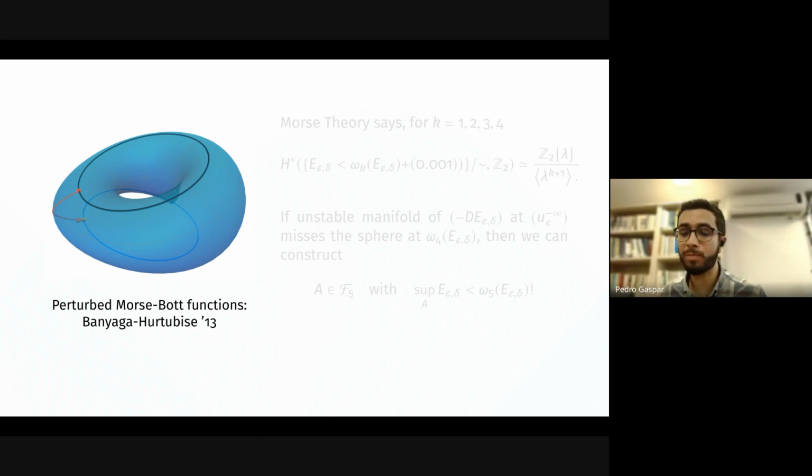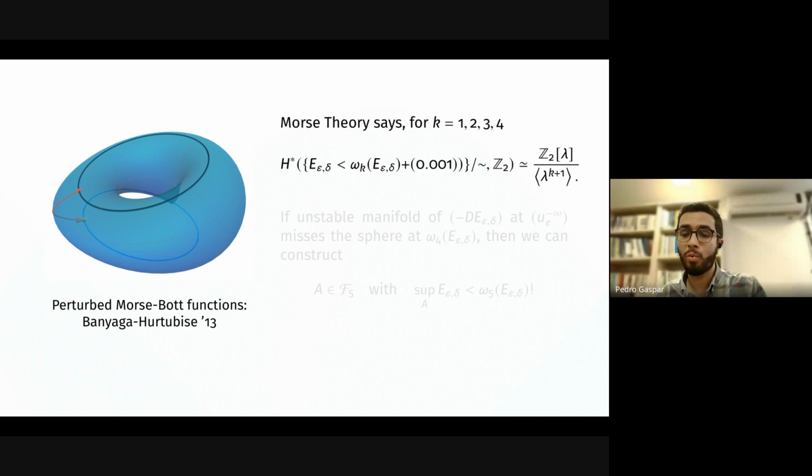The construction of these perturbations comes from a finite dimensional argument that was described in this work by Banyaga and Hurtubise, where they construct Morse perturbations for Morse-Bott functions. So by implementing that idea in the infinite dimensional context of the energy functional, we're able to use that information about the topology of the sublevels for the energy.